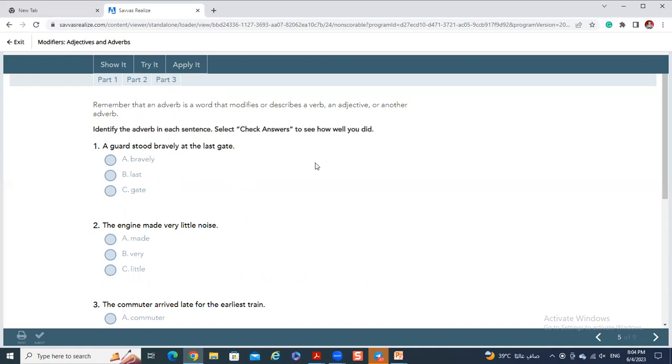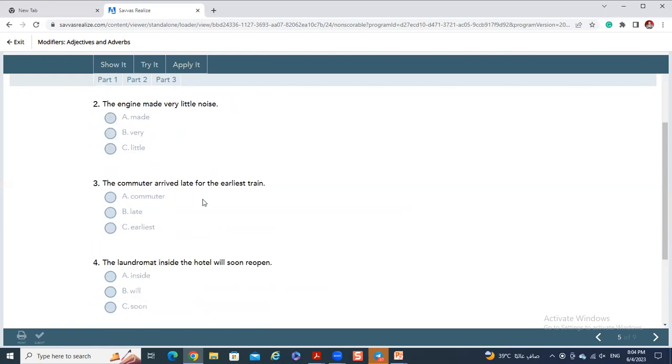Number one. A guard stood bravely at the last gate. Bravely modifies stood. Last is an adjective. Last gate. What kind of gate? Last. Gate is a noun. Okay.